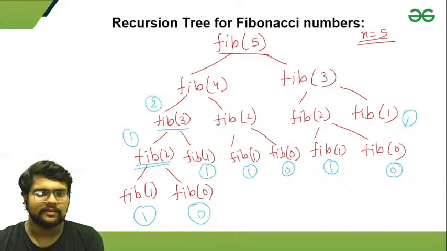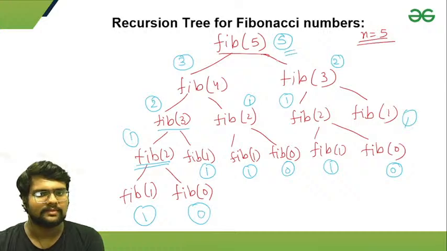So here it will be 1 plus 0, so it will be 1. Here also 1 plus 0, so it will be 1. Here 1 plus 1, so it will be 2. Then here 2 plus 1, so it will be 3. And at last 2 plus 3, so it will be 5. So fib of 5 will be 5.